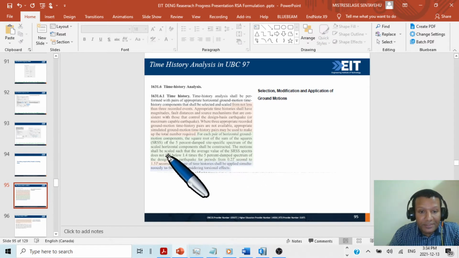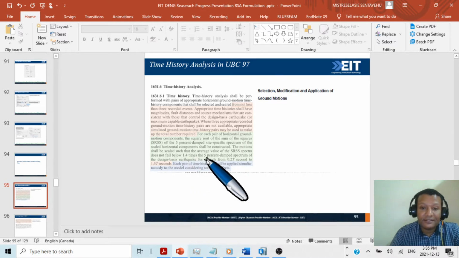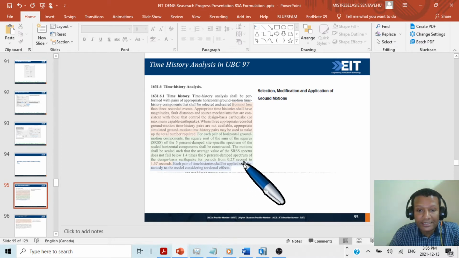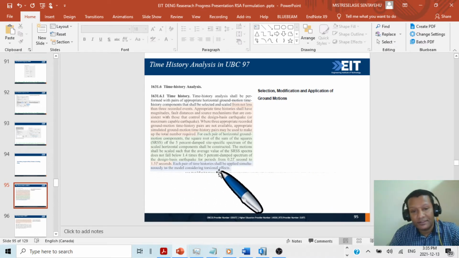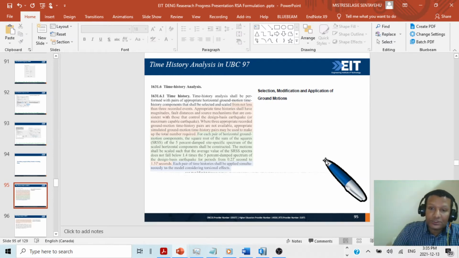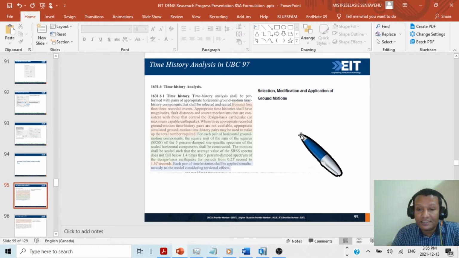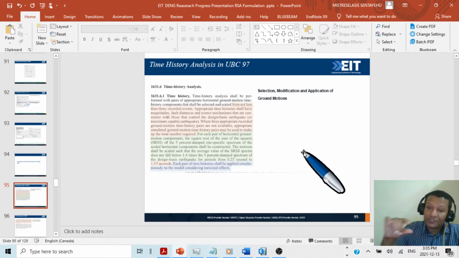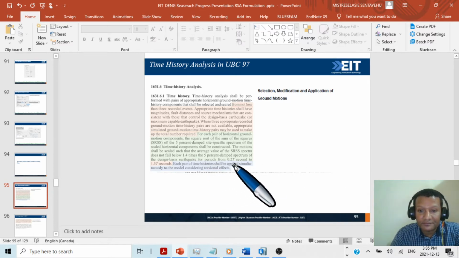The motions shall be scaled such that the average value of the SRSS spectra does not fall below 1.4 times the 5% damping spectrum of the design base earthquake for the period from 0.2T second to 1.5T second. I will show you what this means, because once we have our design response spectrum and we match it, the matching parameter is 1.4 times, from 0.2 second to 1.5 second.